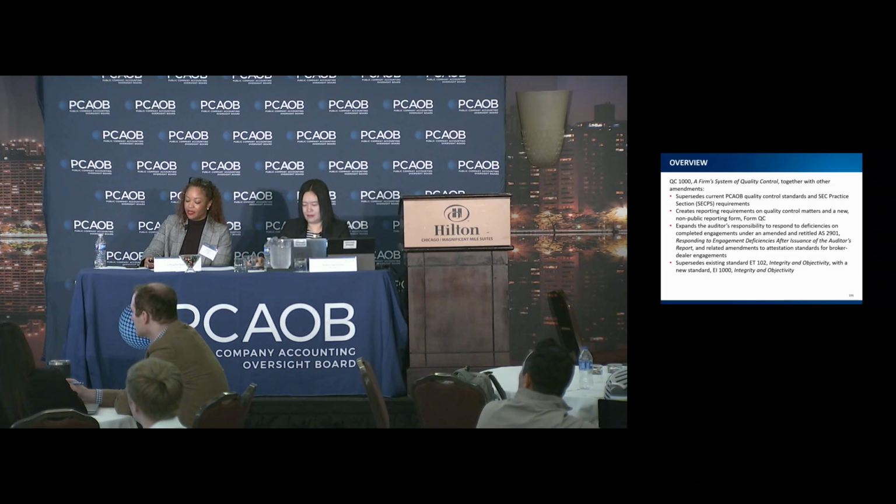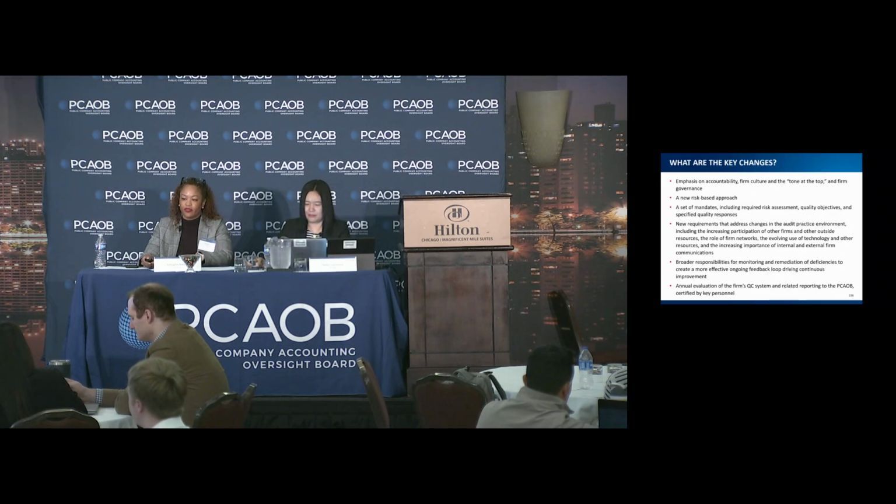In connection with the adoption of QC 1000, the board adopted other changes to its standards, rules, and forms. These include, among other changes, expanding the auditor's responsibility to respond to deficiencies on completed engagements under an amended and retitled AS 2901, responding to engagement deficiencies after issuance of the auditor's report. Also, the board replaced its existing ET 102, Integrity and Objectivity, with a new standard, EI 1000, Integrity and Objectivity, to better align the board's ethics requirements with the scope, approach, and the terminology of QC 1000.